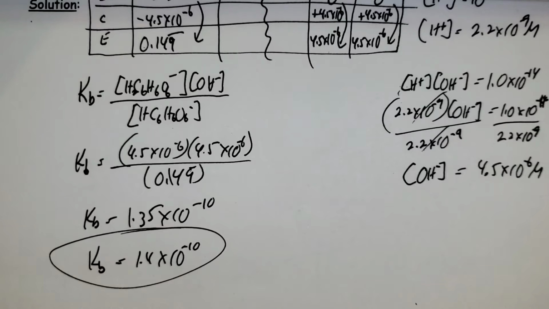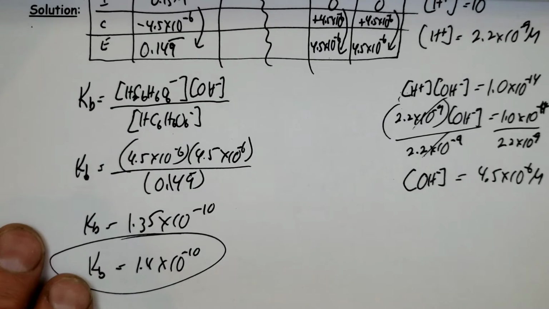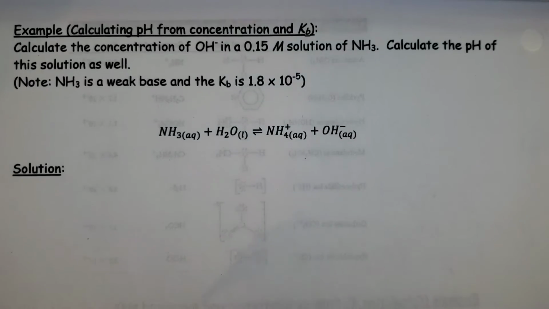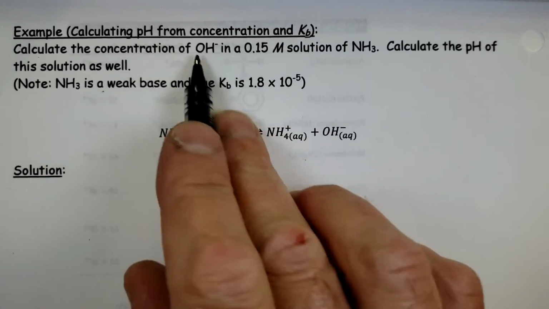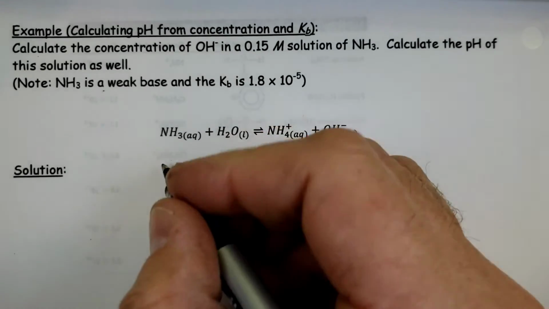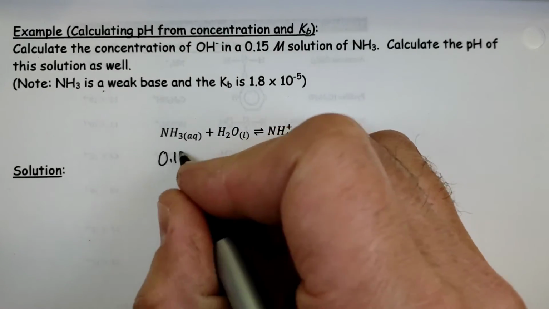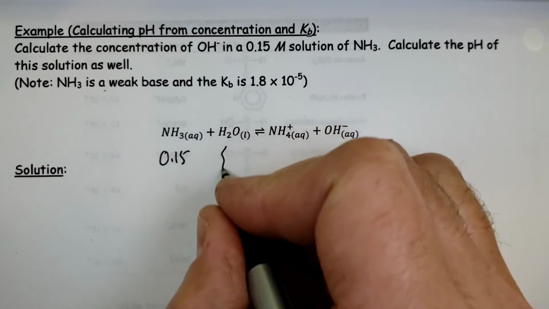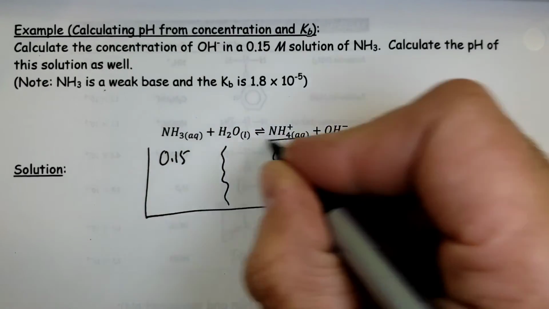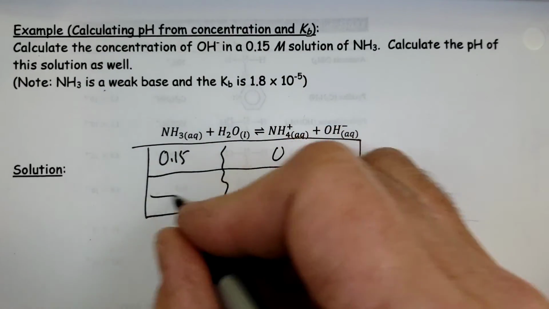So there you go. That is how we do that. Just like we did with the weak acid, we could go vice versa. By knowing what the Kb is, figure out what the pH is. So we could look at it vice versa, calculate the concentration of OH, and then calculate the pH of the solution as well. We know what Kb is. We know initially this is 0.15. We don't care about H2O. We're starting off with 0. So that's the initial part of the ice chart.